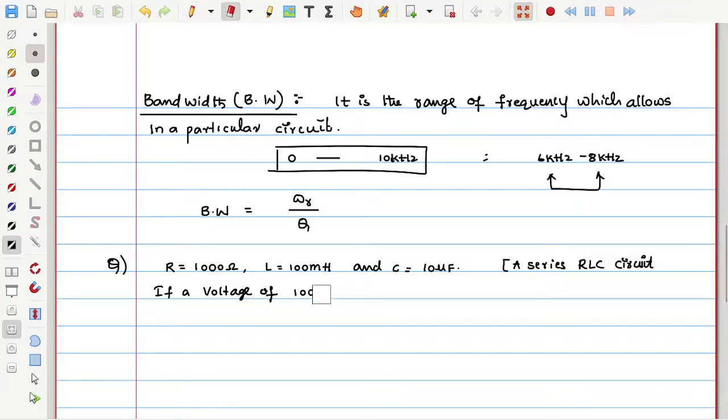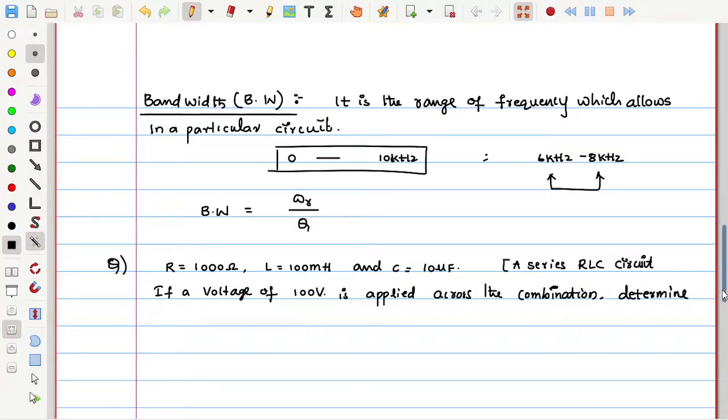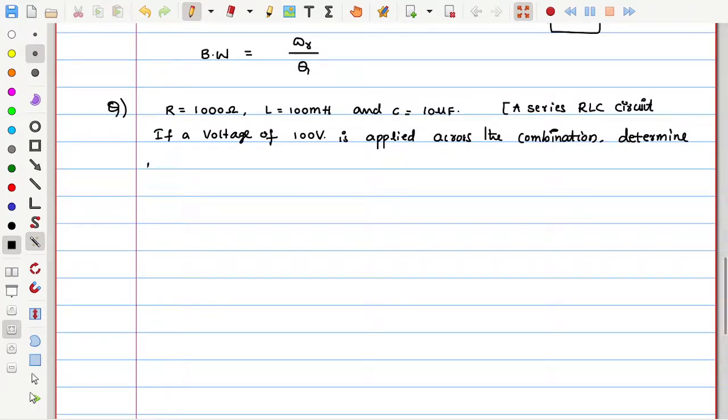Next, if a voltage of 100 volts is applied across the combination, meaning the RLC combination, determine three things: one is the resonance frequency, let us say FR, the quality factor Q, and the third one is the bandwidth.